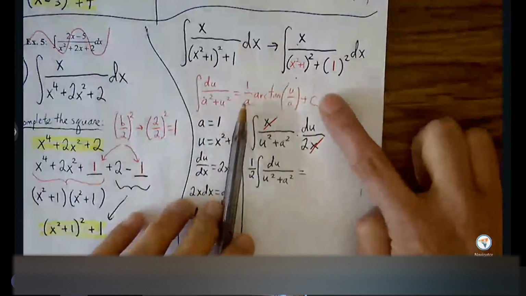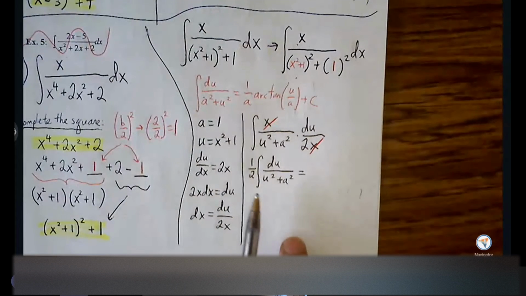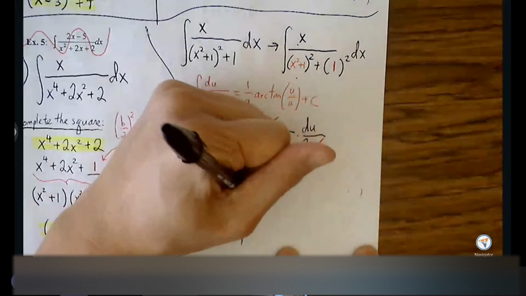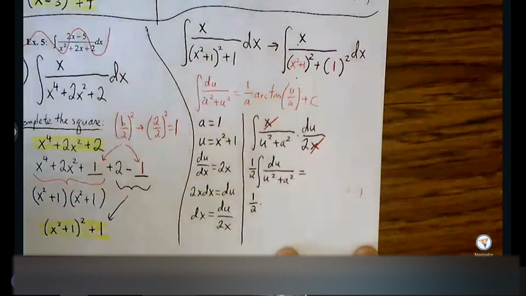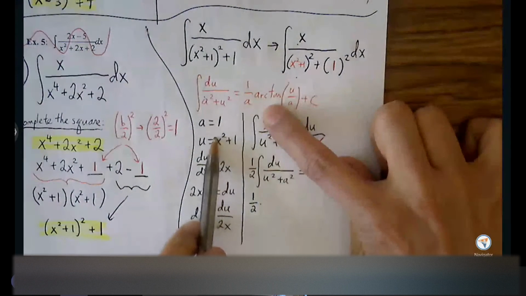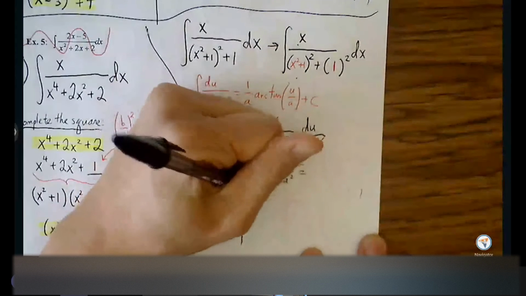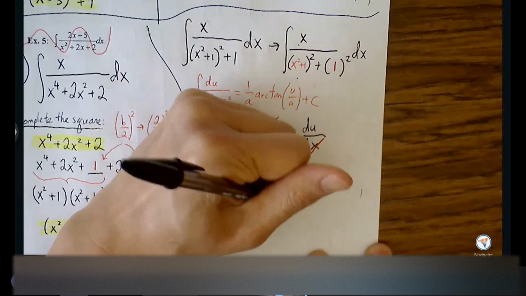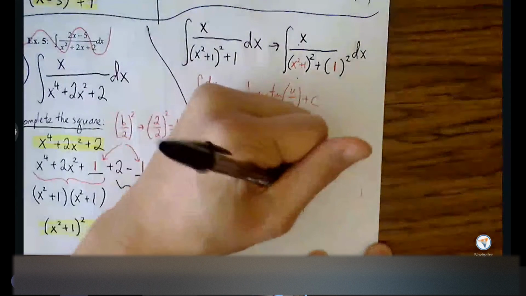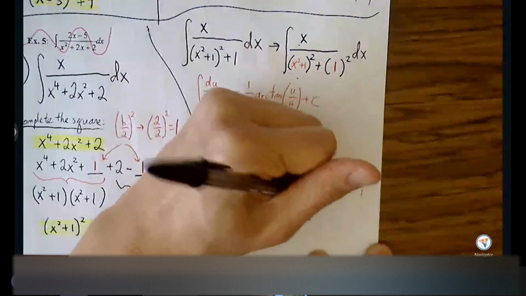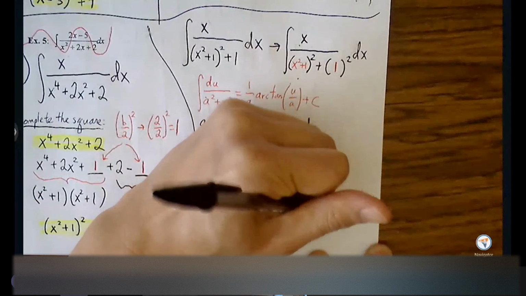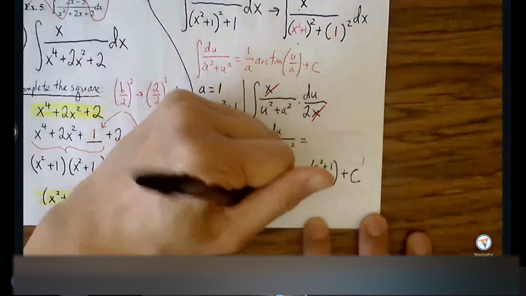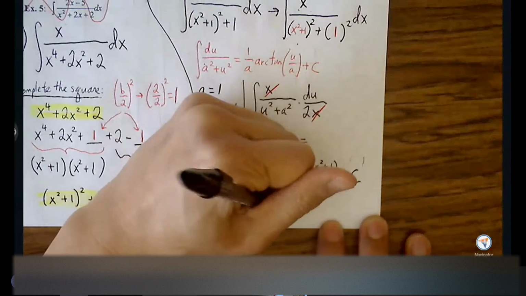So I'm just going to follow what the rule says, replace a and u, but don't forget that 1/2. I want to put that first so I don't lose track of it. 1/2 times 1 over a, my a value is 1. Looks like that's not going to change much. Arctangent of u over a plus c. Clean this up further here, drop the 1s.